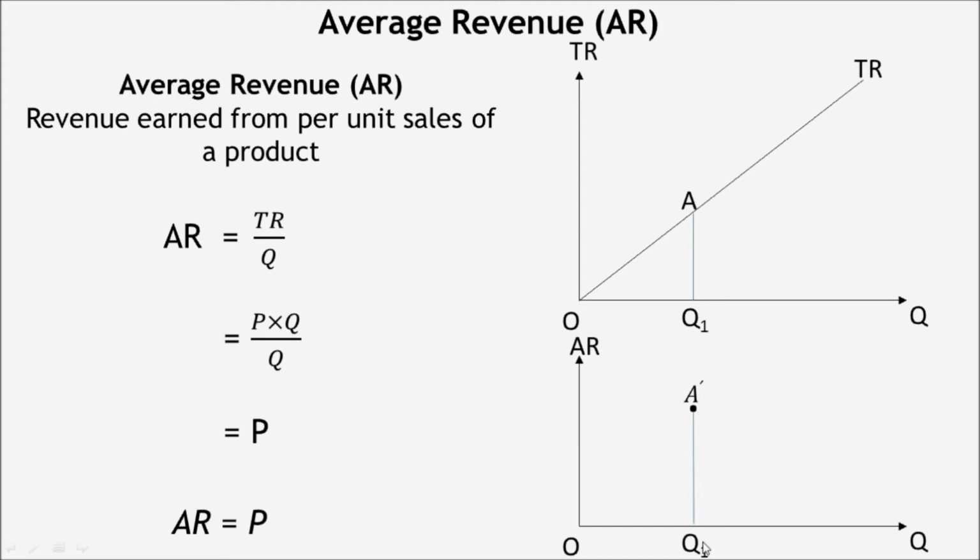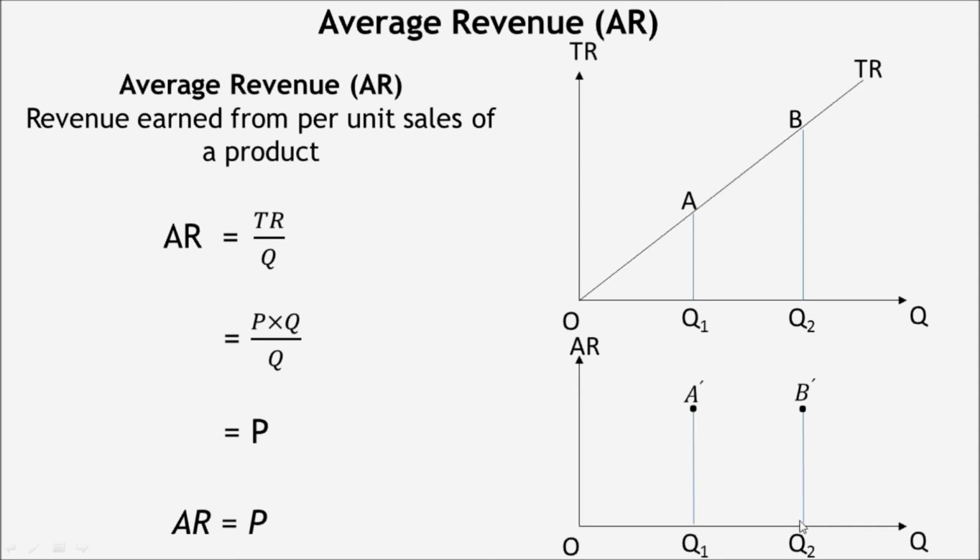Similarly, at Q2 output level, total revenue is BQ2. Average revenue is found by dividing total revenue by quantity, that is BQ2 by OQ2, which is the slope of OB, shown by the point B prime in the lower panel of the figure, which is a point on the average revenue curve and is exactly the same as the slope of OA shown by A prime. Average revenue at Q2 is B prime Q2.